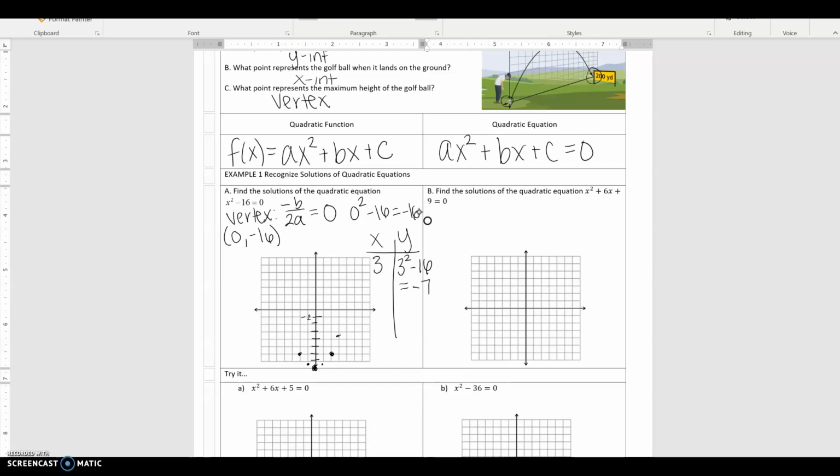And we would do the same thing on the other side. So now we'll plug in 4. 4 squared minus 16. That would be 16 minus 16. So that would give us 0. So at 4 is 0. And so at negative 4 is 0. So there is our graph.